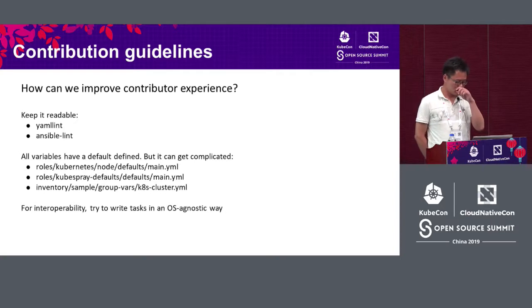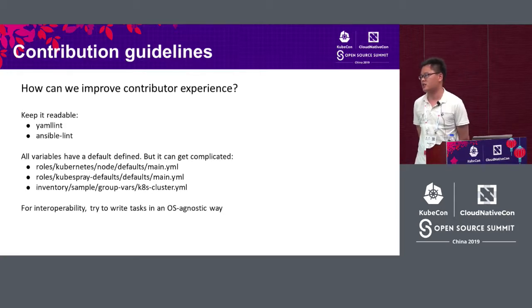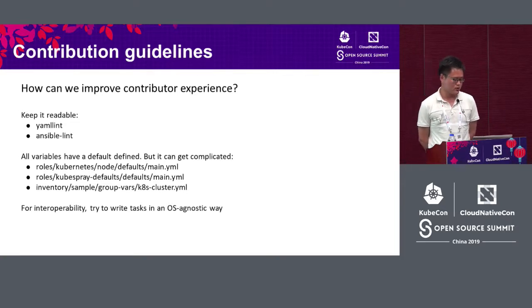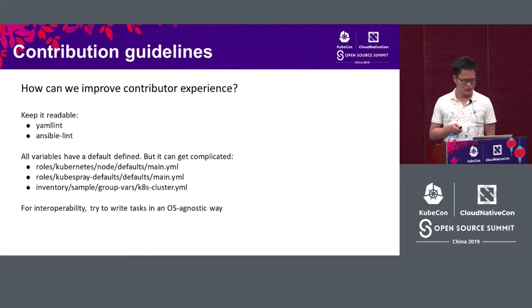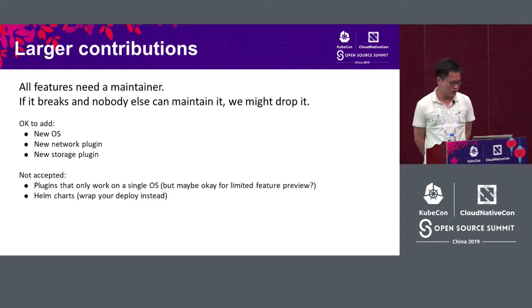And then if you use Kubevirt, the process is improved by a lot. We can run a lot of tests, for example YAML lint and also Ansible lint. And also now we have shell check and pycodestyle and also Terraform. All of the parameters can be set in the Kubernetes node defaults. And for long-term contribution, for example, we have added new OSs and also new network plugins or new storage plugins.